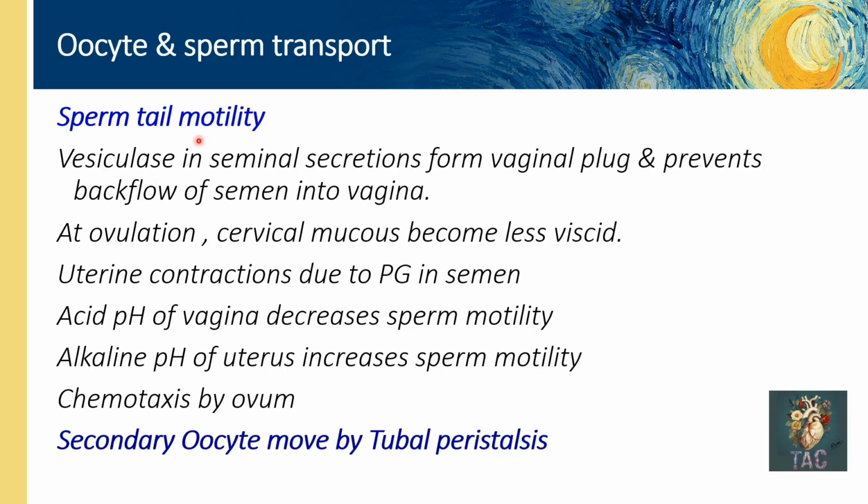Sperm tail motility is important, and vesiculase in seminal secretion forms the vaginal plug and prevents the backflow of the semen into the vagina. At ovulation, cervical mucus becomes less viscid, and there is uterine contraction due to prostaglandins in the semen. Acid pH of the vagina decreases sperm motility. Alkaline pH of the uterus increases sperm motility. So there is chemotaxis by the ovum, and the secondary oocyte is moved by tubal peristalsis.